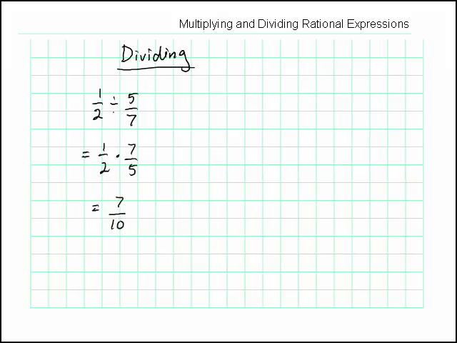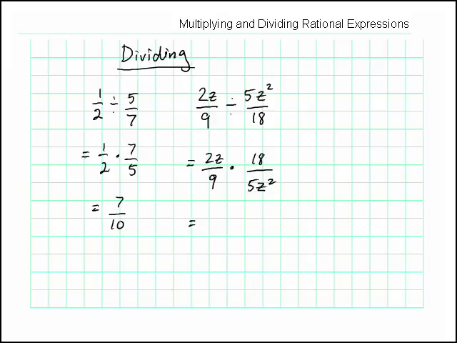It's exactly the same with rational expressions. For example, let's say we have 2z over 9 divided by 5z squared over 18. I flip over the second fraction. In other words, I multiply by the reciprocal, like that. Now we're going to cross cancel.